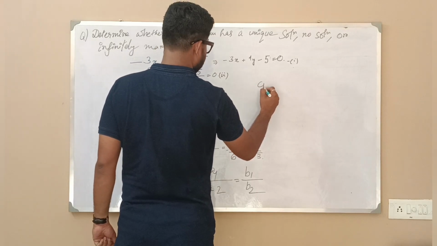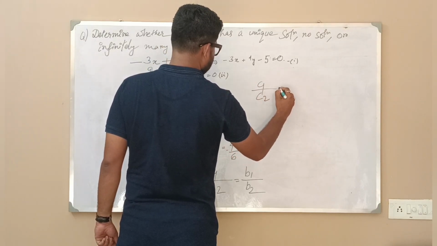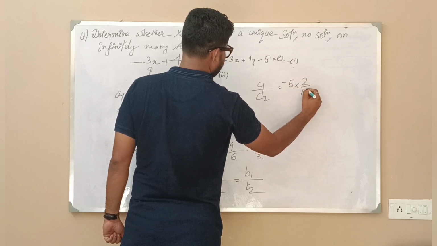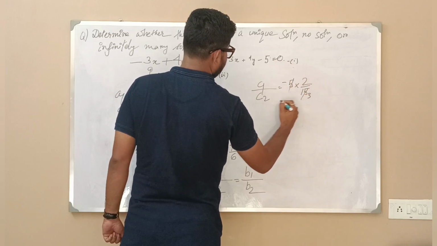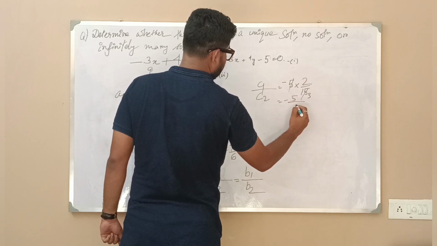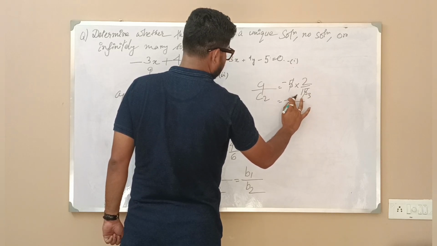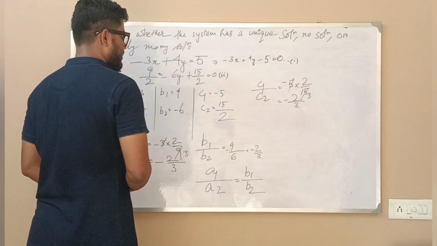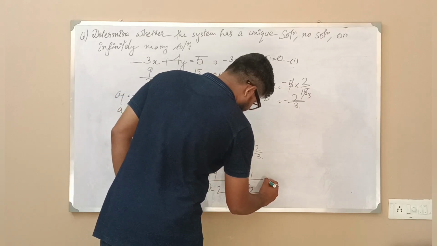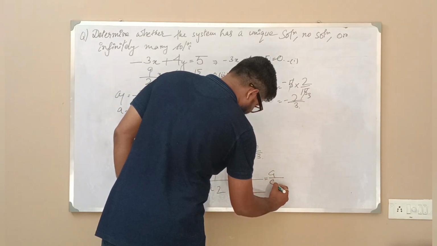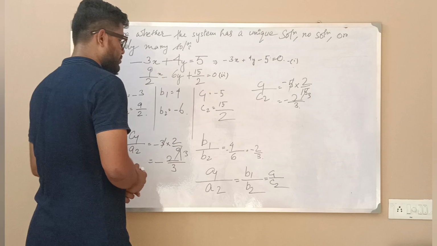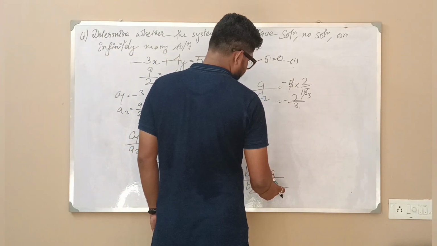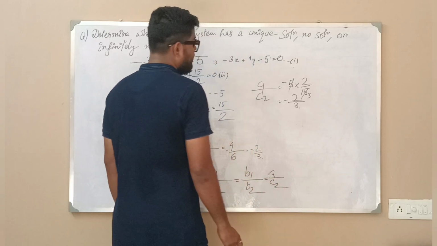Now c1 by c2 equals minus 5 into 2 by 15. Okay, so c1 by c2 is also minus of 2 by 3. So we can conclude from this that a1 by a2 equals b1 by b2 equals c1 by c2. So it is consistent with infinitely many solutions.